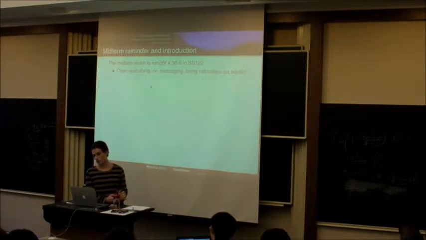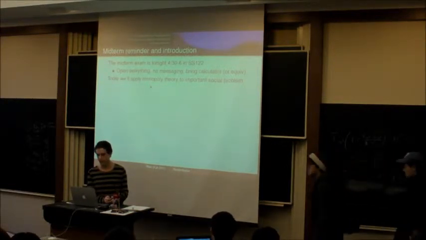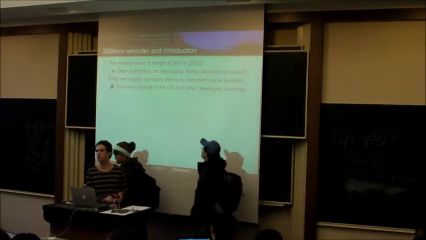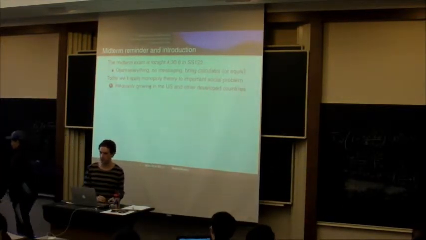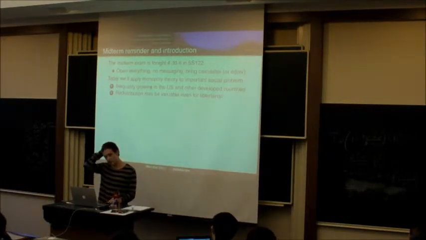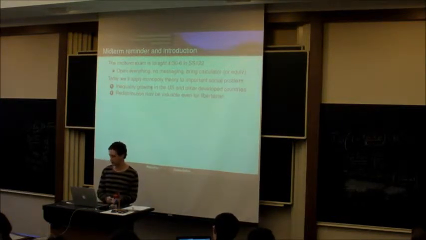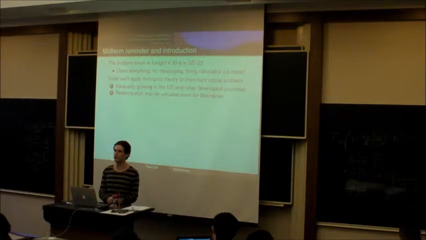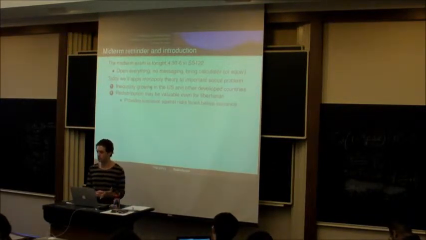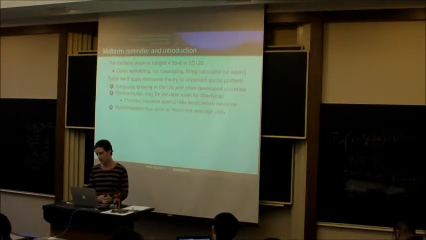Okay. So today we're going to apply monopoly theory to what I think is a very important social problem, which is the growing inequality both in the United States and in other developed countries. And we'll talk about why, even if you're a libertarian or a right-wing Republican or whatever, you might still be in favor of some redistribution of wealth. It basically acts as insurance against risks that you face in your life.